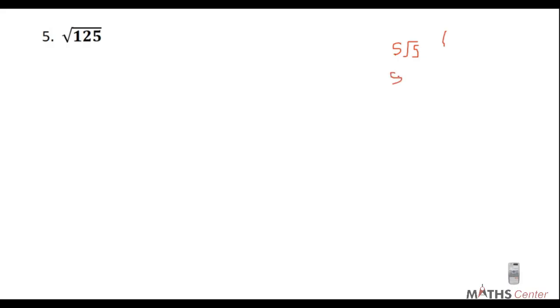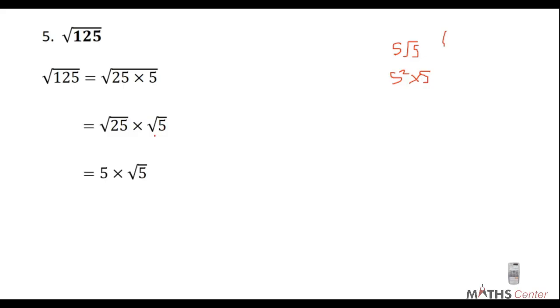So you have 5 squared times the other number, which is what you have under the square root sign, which is 5. So in this case, the two numbers we want are 25 and 5. So 25 times 5. Then from the properties, we know this to be square root of 25 times square root of 5. This will give us 5 times square root of 5, and we are getting 5 root 5.